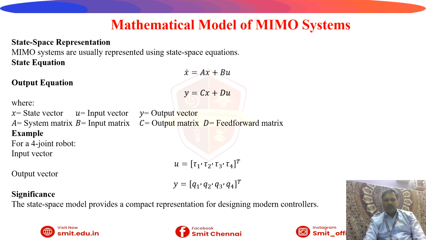For a 4-joint robot, we can write the input vector as u equal to [tau1, tau2, tau3, tau4] transpose. It is a transpose vector. It is written like this, and output vector also y equal to [q1, q2, q3, q4] transpose. Significance: the state space model provides a compact representation for designing model controllers.